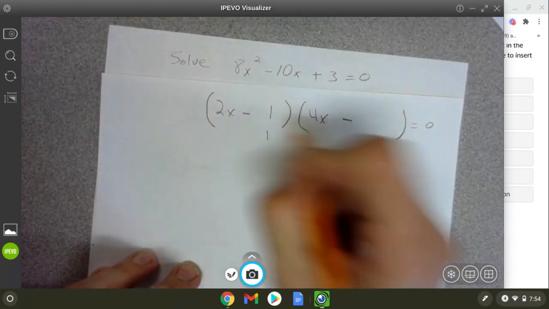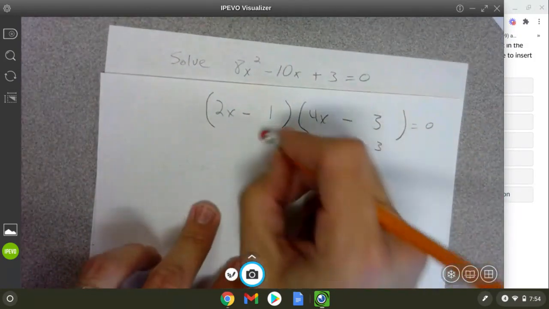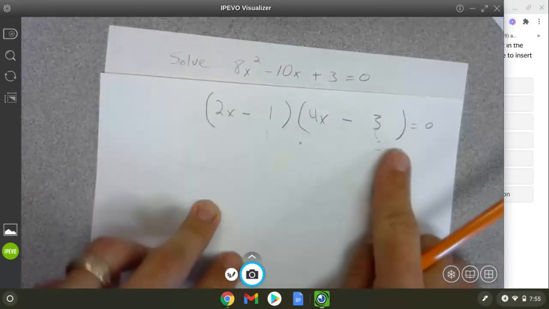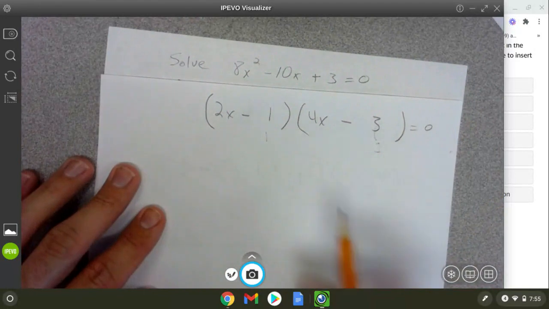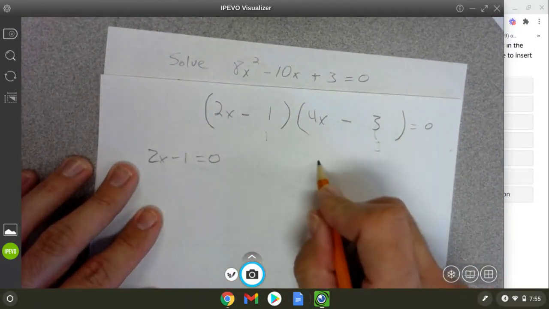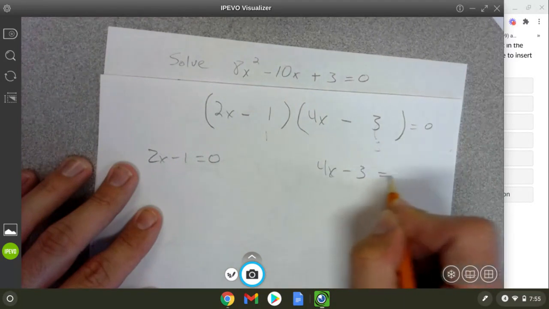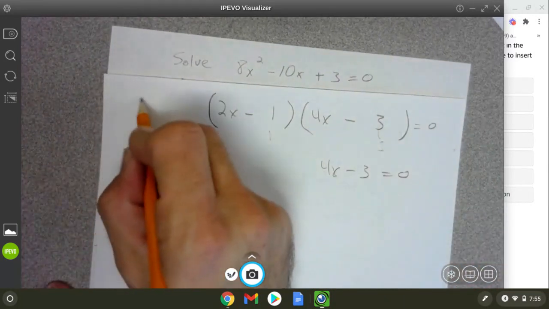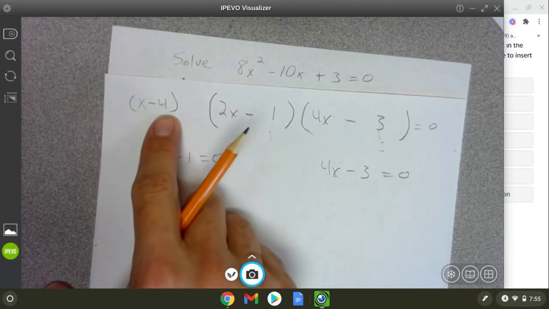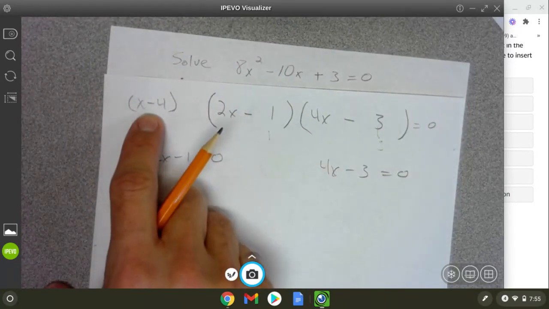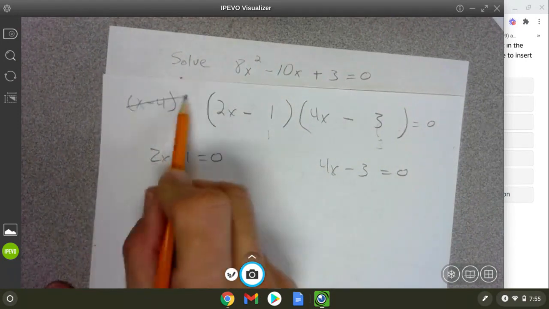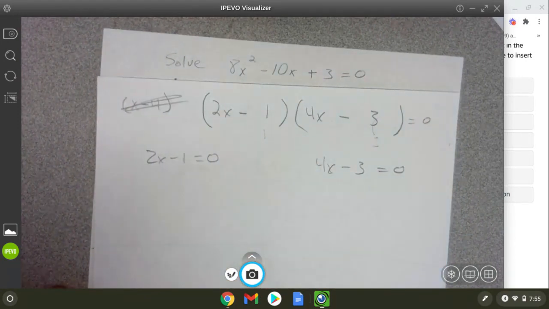Okay, so that's your factored form. And now we're going to set those factors equal to 0. So 2x minus 1 equals 0, and 4x minus 3 equals 0. Remember, whenever it was like x minus 4, then you automatically know what x is. x would equal 4 in order for this to give us 0, but these aren't so simple.